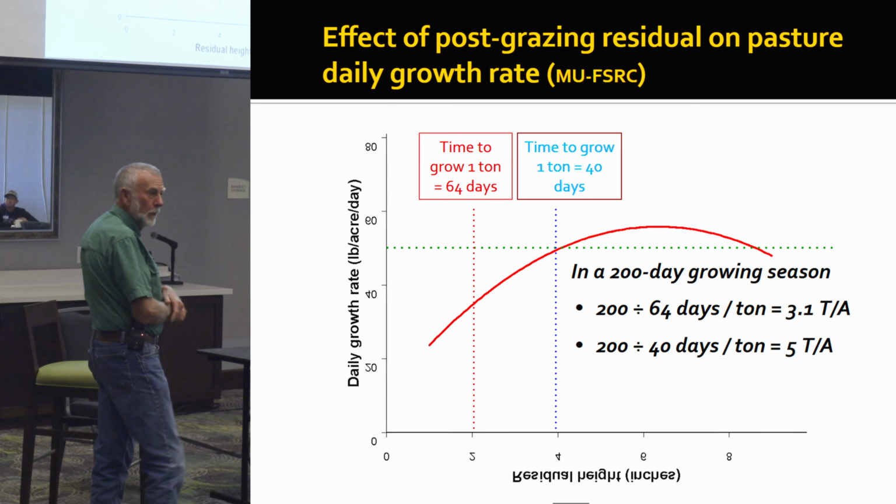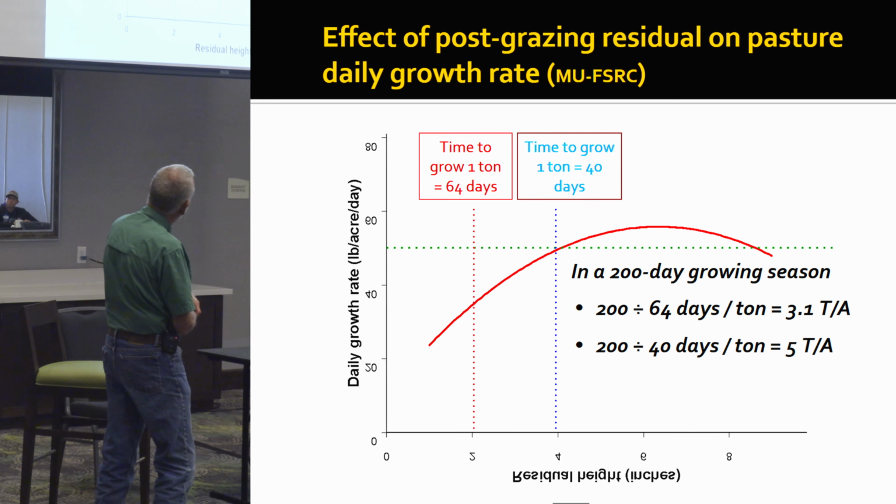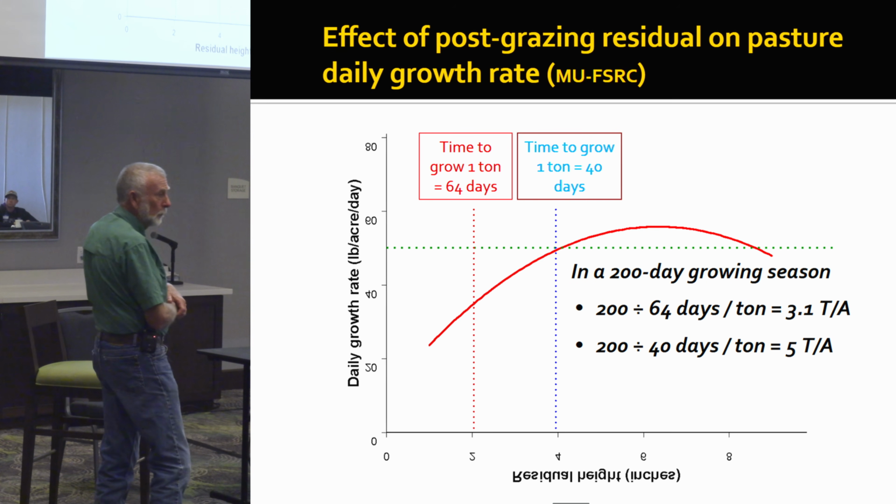So if we have a 200-day growing season, and it takes 64 days to grow a ton of feed, that's just over 3 tons per acre per year. If we can grow a ton in 40 days, that's 5 tons per acre per year. Grass feeds the grass. Grass feeds the soil. Then grass can feed the livestock.